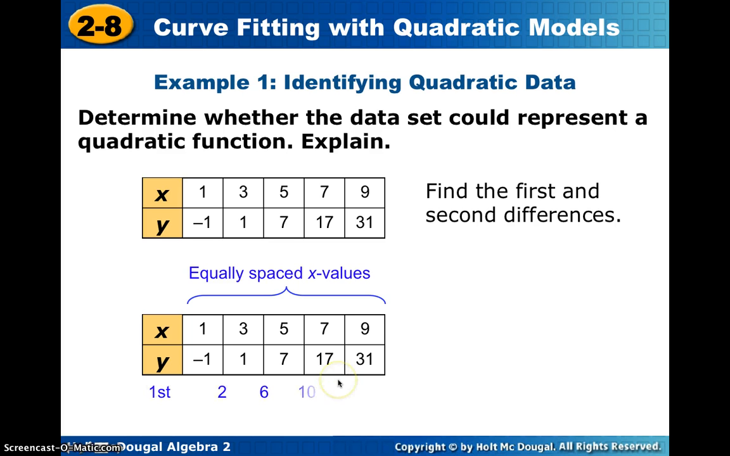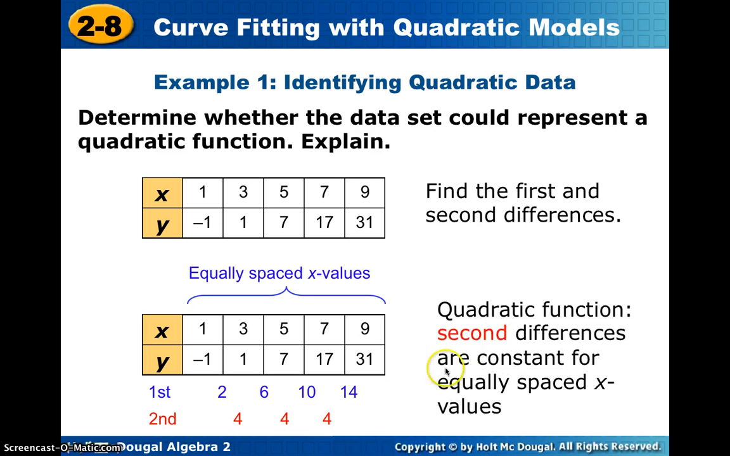Now I'm going to subtract the y values to see what my first differences are. So 31 minus 17 is 14, 17 minus 7 is 10, 7 minus 6 is 1, 1 minus negative 1 is 2. So those are my first differences. When I subtract them again, each of the differences is 4. Since I got the same difference each time for my second difference, this function is a quadratic function because the second differences are constant for equally spaced x values.